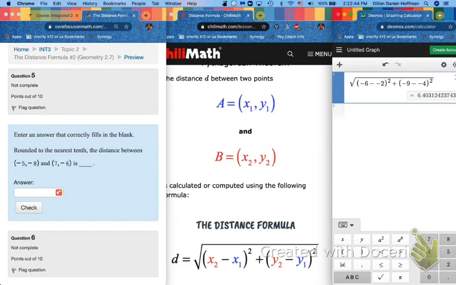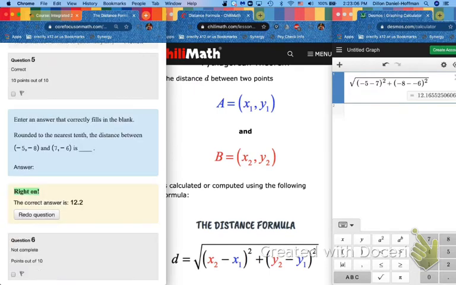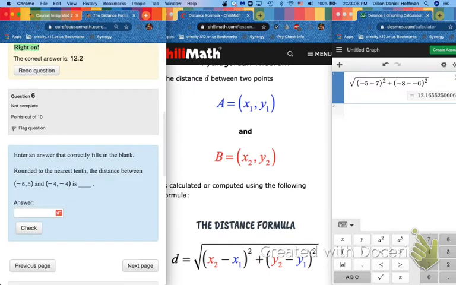Lots of negatives again. Wow. Everything but the 7. So negative 5 and positive 7. And then we've got negative 8 and negative 6. 12.16, that makes it 12.2. 5 or above, give it a shove. 4 or below, leave it alone. Yes, greenie.